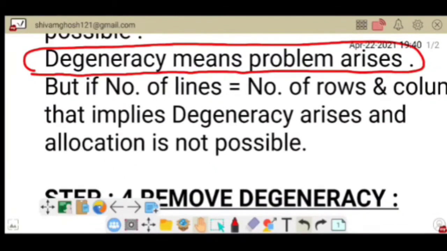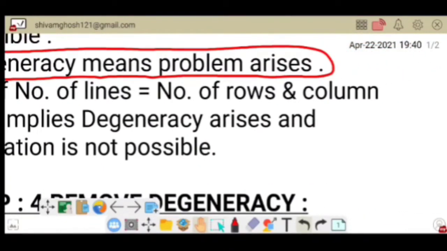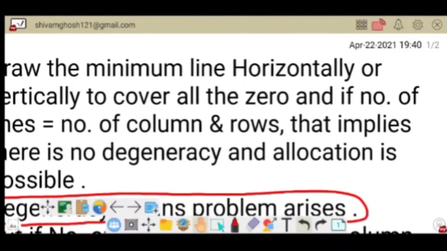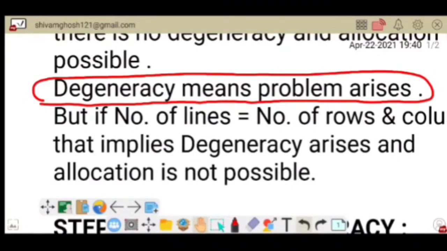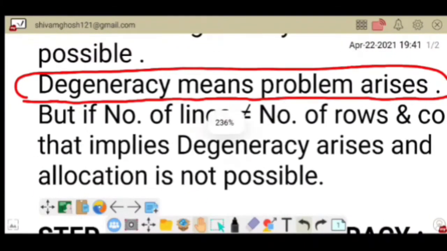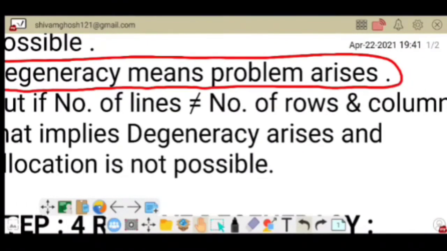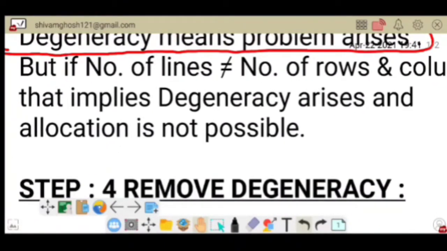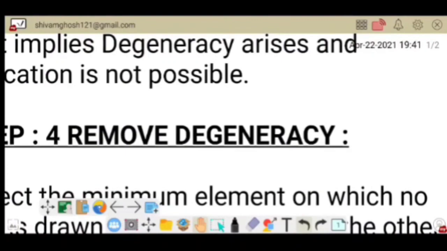But if the number of lines equals the number of rows and columns, we write it as equal. Now we will write it as not equal. But if the number of lines is not equal to the number of rows and columns, that implies degeneracy arises and allocation is not possible. If degeneracy does not arise, then allocation is possible. And if degeneracy arises, we have to remove degeneracy in step number 4.